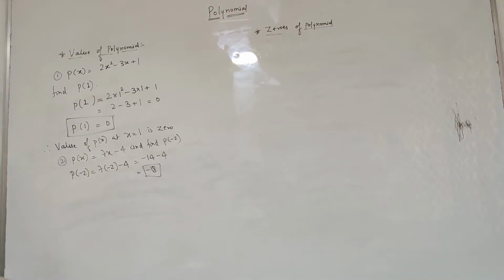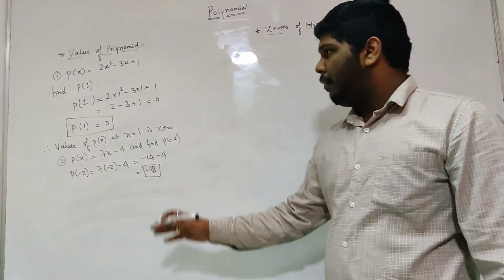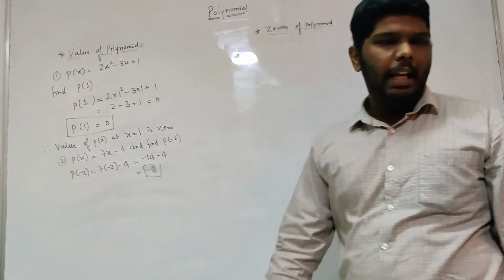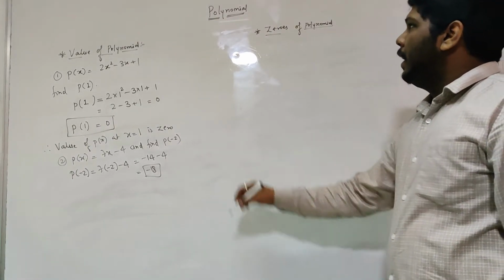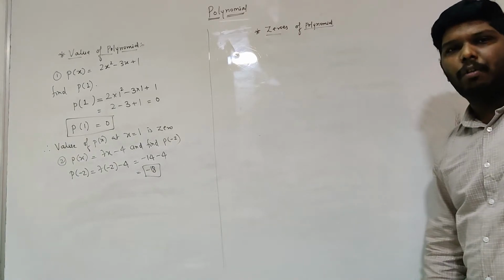Clear? So the value of a polynomial is a very easy topic. You have to just substitute the value of x wherever it is present in the given expression. Okay. Now let us understand what is the meaning of zeros of a polynomial.